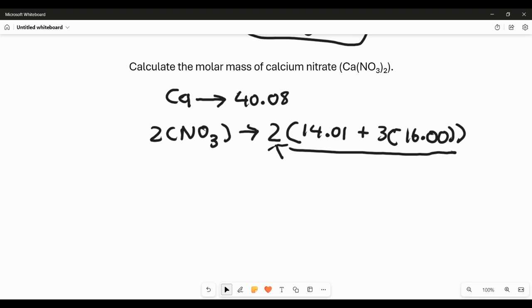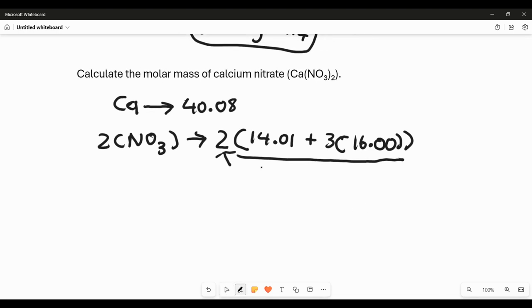So, as you can see, it's really not complex. All I did was find the molar mass of nitrogen and of 3 oxygen atoms, added them together, and then I multiplied the entire thing by 2, since we have 2 NO3 particles. Now, to find the molar mass of calcium nitrate, just add everything together.